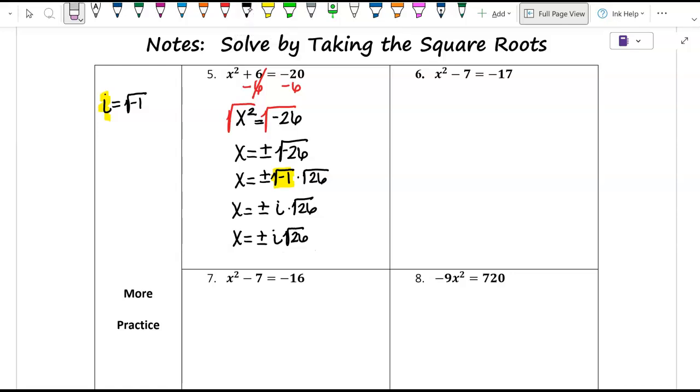Yes, the i has to come before the radical. The i will go after any whole number that's not under the radical, which we'll see in a minute, but the i does come before the radical when we're writing it. And just 26, if we were to try and simplify that, it's 2 times 13. There's no perfect squares in there. So that would be our final answer, plus or minus i radical 26.